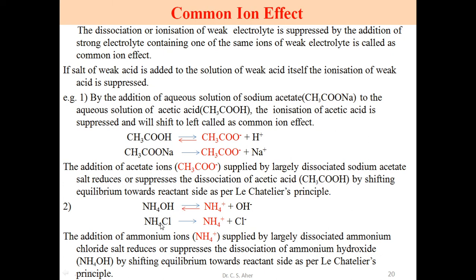So this is the equilibrium. When we add ammonium chloride, it provides a large amount of ammonium ion, and this large amount of ammonium ion combines with OH minus to maintain the equilibrium, shifting to the left side or reverse direction, and thus the ionization of ammonium hydroxide is suppressed or decreased according to Le Chatelier's principle, and this is the common ion effect.